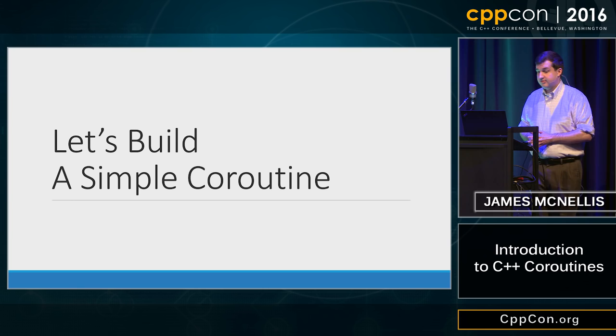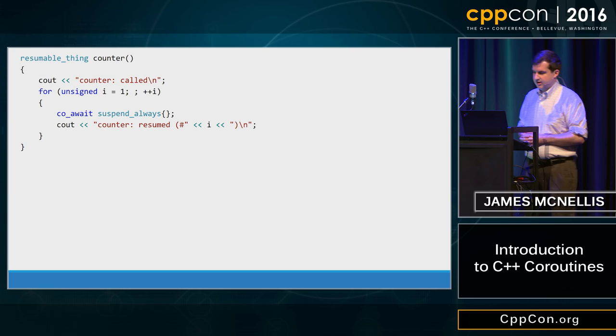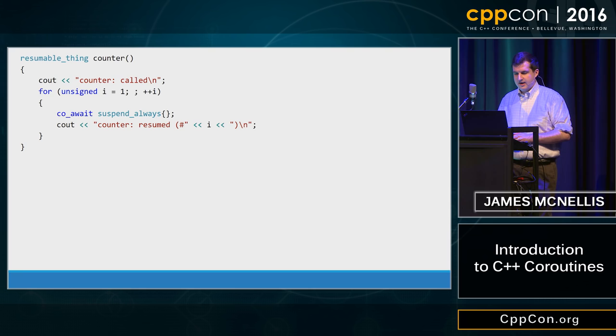Okay, that's enough of that. So let's build a really simple coroutine. Here is a coroutine, and it's got this resumable return type, and we're going to implement that. Basically what this function does is it'll let you know, hello, I was called. And then within a loop, it's going to suspend each time through the loop. And each time it's resumed, it's just going to print out to tell you how many times the coroutine has been resumed.